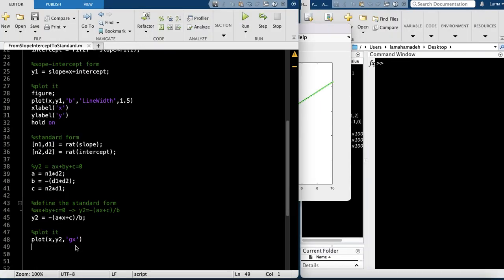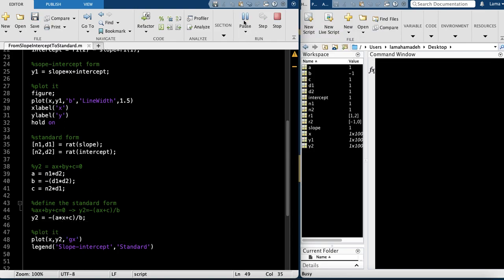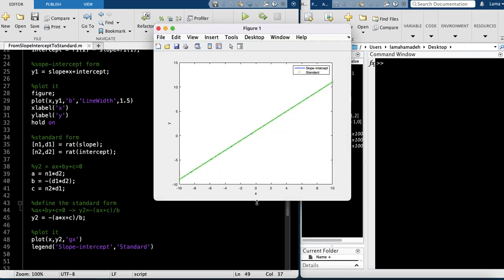Okay, maybe we need to add a legend here because it will make things clearer. So this is the slope-intercept, and this is the standard line. Let's add the legend here. Okay, all right, good.